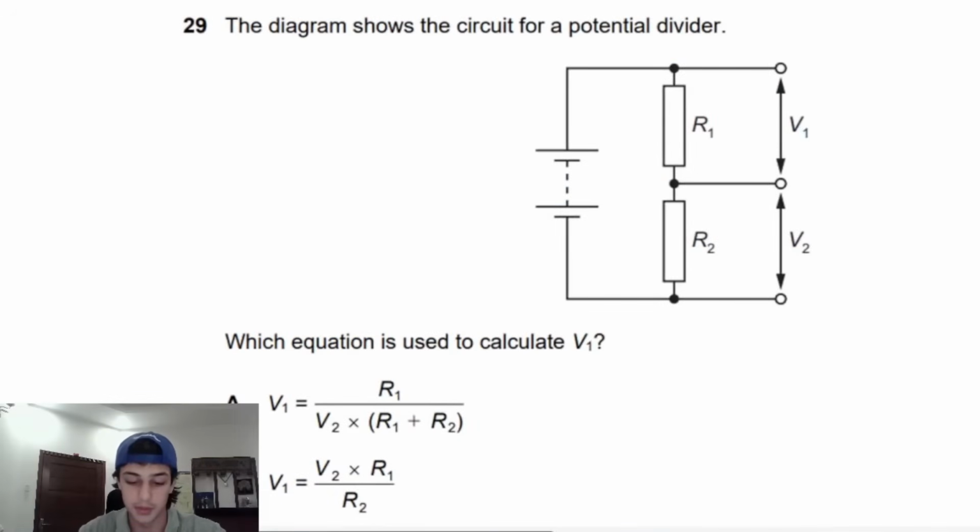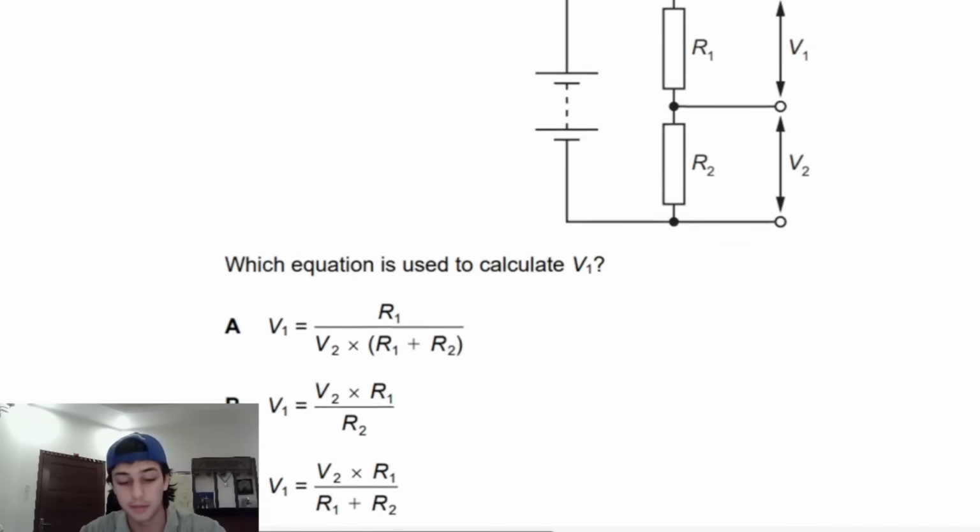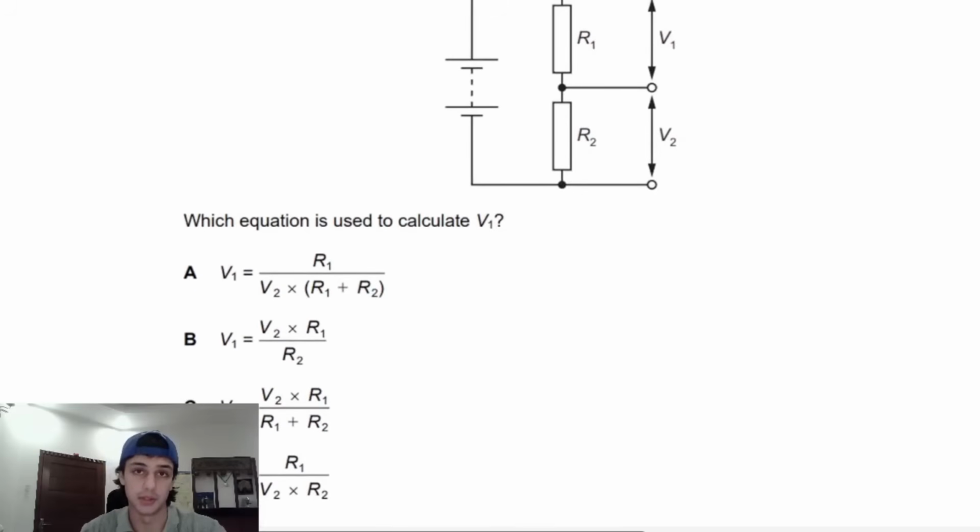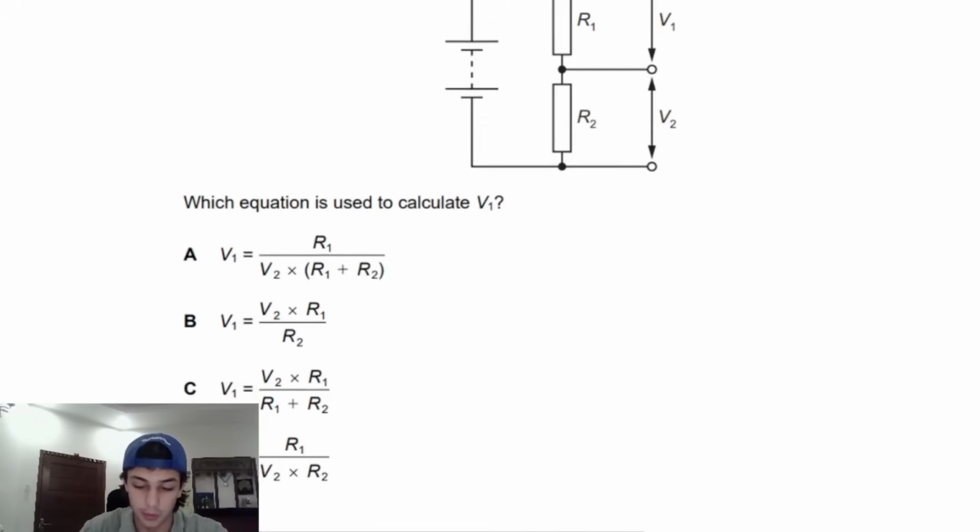Then we have a diagram that shows a circuit for a potential divider. What is a potential divider? A potential divider is essentially a circuit which consists of more than one resistor. And the main function is to divide the voltage amongst the resistors. You can vary the voltages if you want, and there's a bunch of different setups for this. So which equation is used to calculate V1?